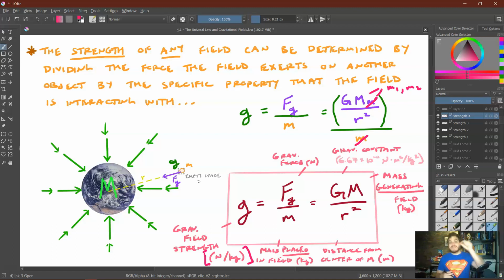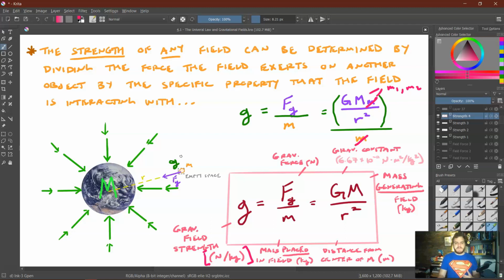Little m is the mass put in the field in kilograms. Equally, it is also equal to the gravitational constant, 6.67 times 10 to the minus 11, times the mass generating the field in kilograms over r squared, where r is the distance from the center of this big M to some point in space in meters. Remember the squared. One thing I want to really key in on here is this newtons per kilogram concept.